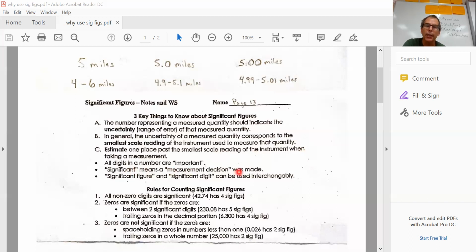Significant means a measurement decision was made. You might see significant figures, you might see significant digits; they're the same thing. You might see sig figs. I don't know if you'll ever hear sig digs, but I guess you can do that too.